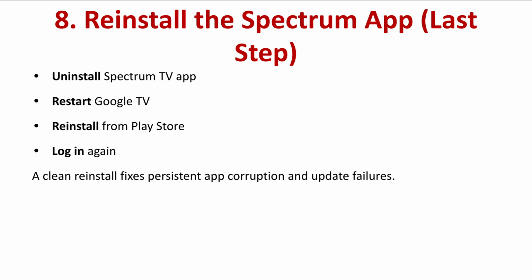Last step is reinstall the Spectrum app. Uninstall Spectrum TV app, restart Google TV, reinstall from Play Store, login again. A clean reinstall fix persistent app corruption and update failures.